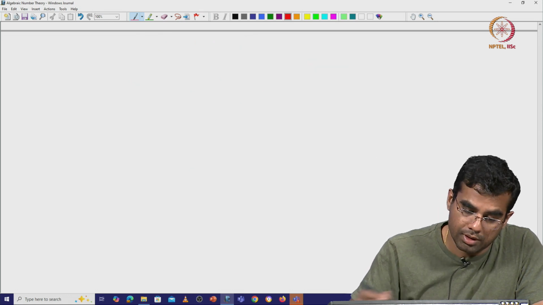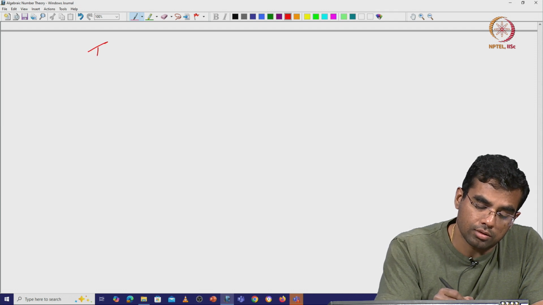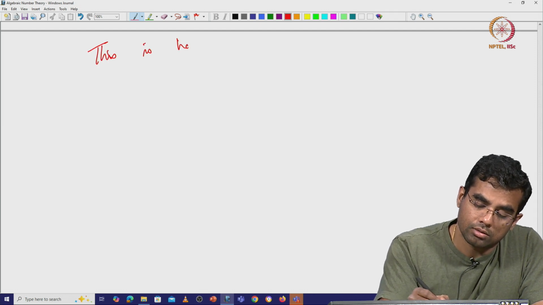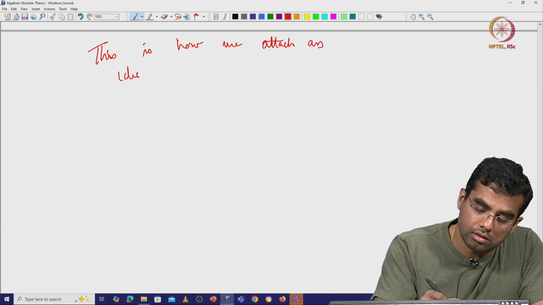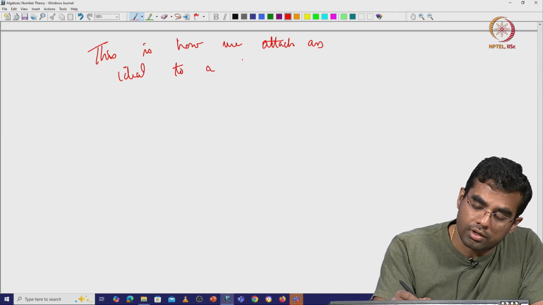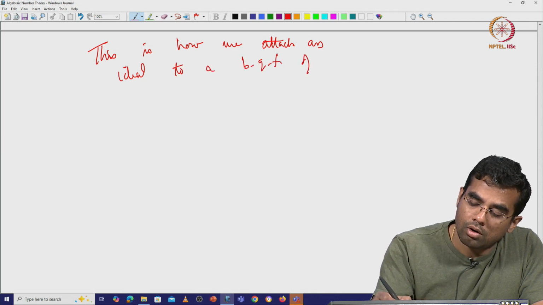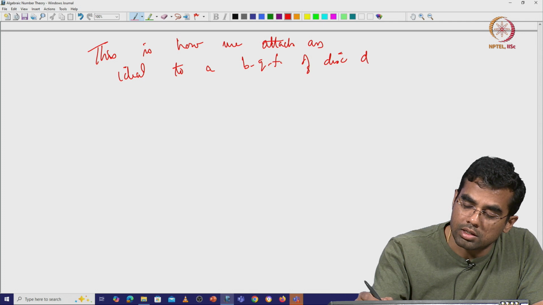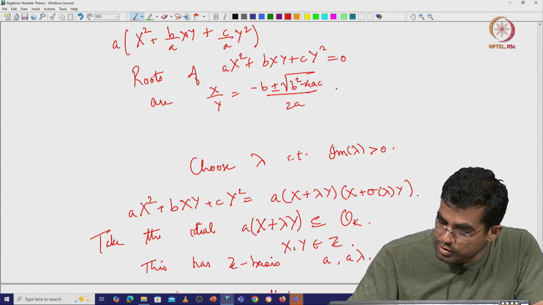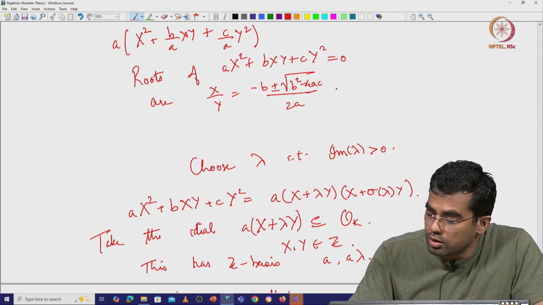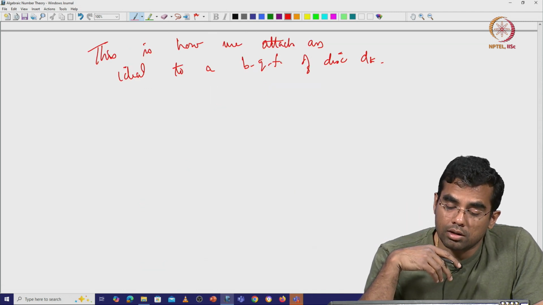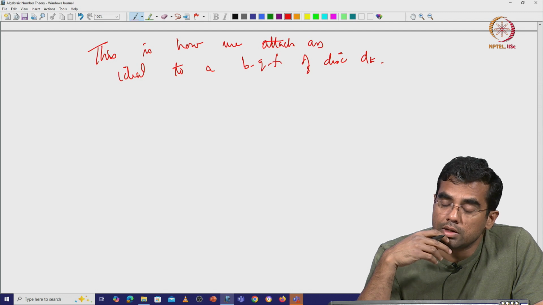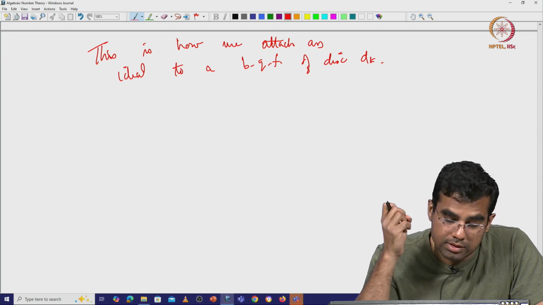Okay. All right. So this is how we attach an ideal to a binary quadratic form of discriminant dk. So starting with a binary quadratic form, you get an ideal like this. Now, we need to show that if you take an equivalent binary quadratic form, we get the same ideal class, right.